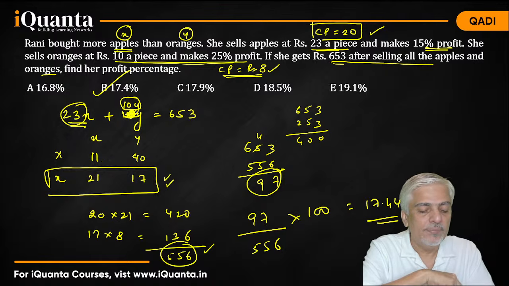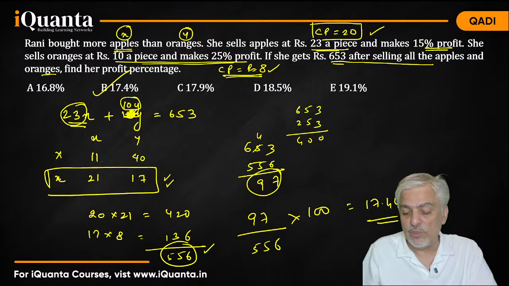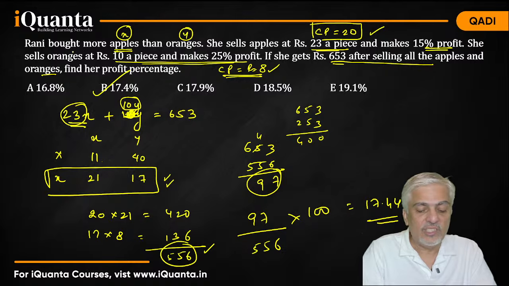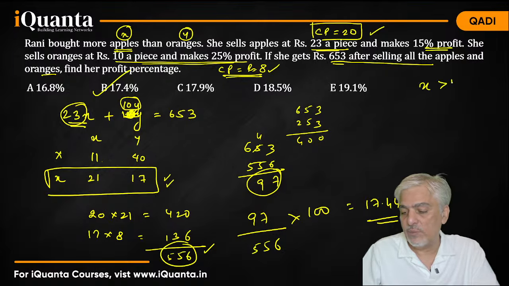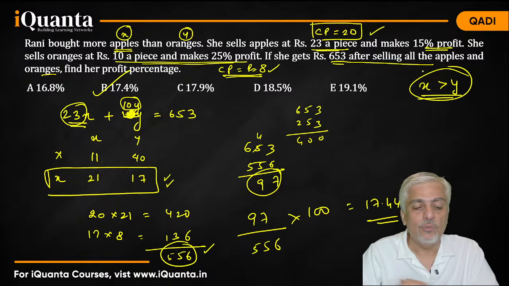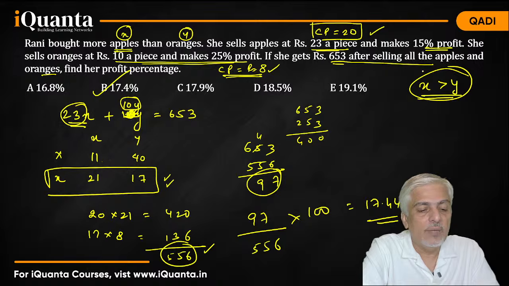Are we clear? Everybody understood why x is 21 and y is 17? There can be no other value which will satisfy this condition that x has to be more than y. X has to be greater than y was given to us. Apples are more than oranges. Are we clear, everybody?